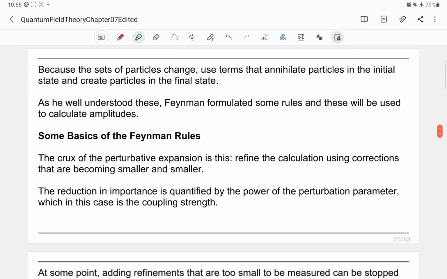Because the sets of particles change, use terms that annihilate particles in the initial state and create particles in the final state. And for the next section, we will be discussing the basics of the Feynman rules. Feynman formulated these rules, and they will be used in calculating amplitudes of processes. We will do that in the next part of this lecture.